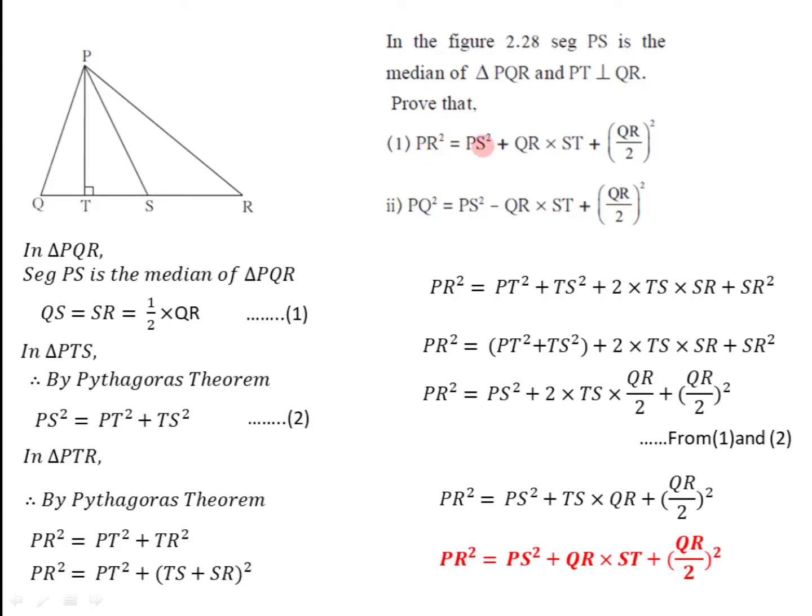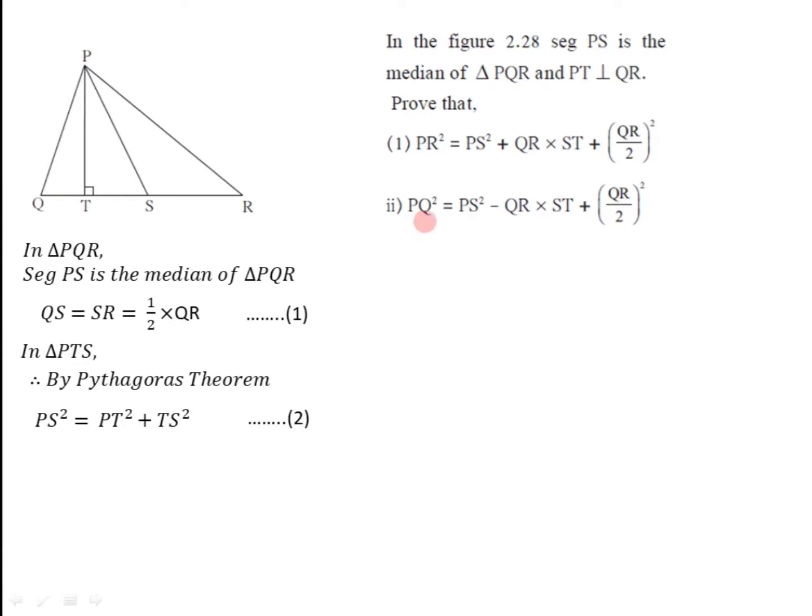It is PR square is equal to PS square plus QR into (ST plus QR by 2) bracket square. Now let us try to prove the second result. For that, equation 1 and 2 as it is. This time we'll consider triangle PTQ. Triangle PTQ is also a right angle triangle, so we can use the Pythagoras theorem there also.